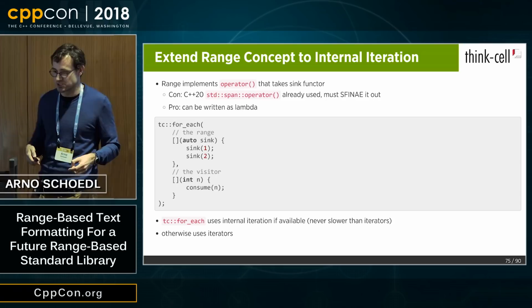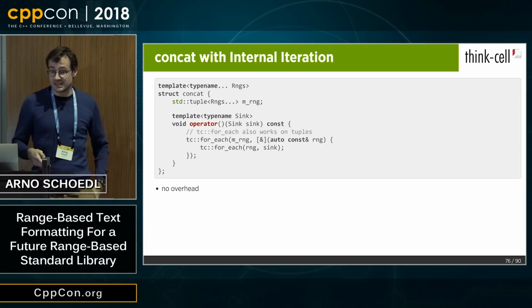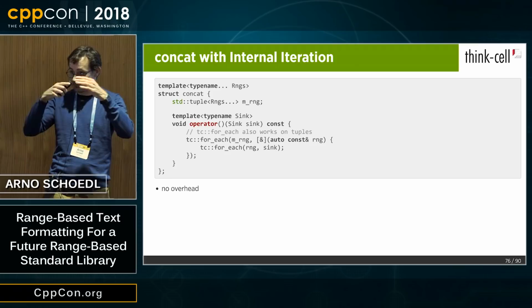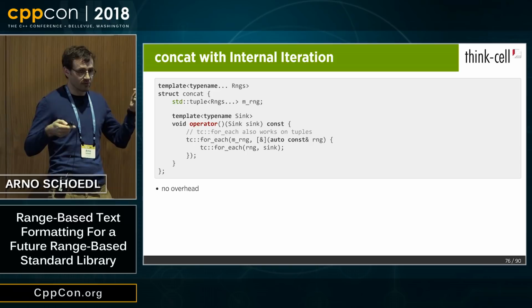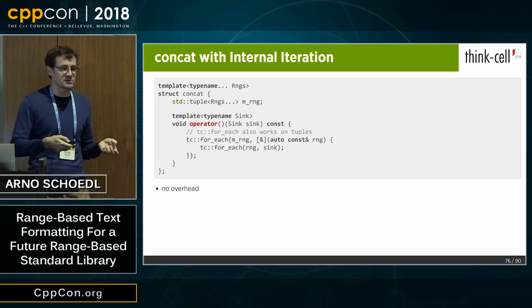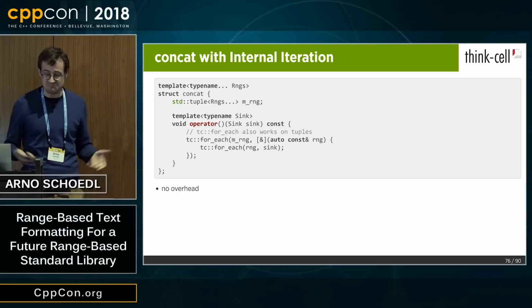Okay, now, does it help? Well, it helps a lot for concat. Because suddenly, the implementation for internal iteration is just, you have your tuple of ranges, your components, you go over each one of them, and our for_each also takes tuples, so you can write that. And then for each of them, you just call for_each. So it is very, very close to what you would do if you iterate with a for_each over every one of the components. You would just call for_each on every one of them. Basically, you have no overhead.